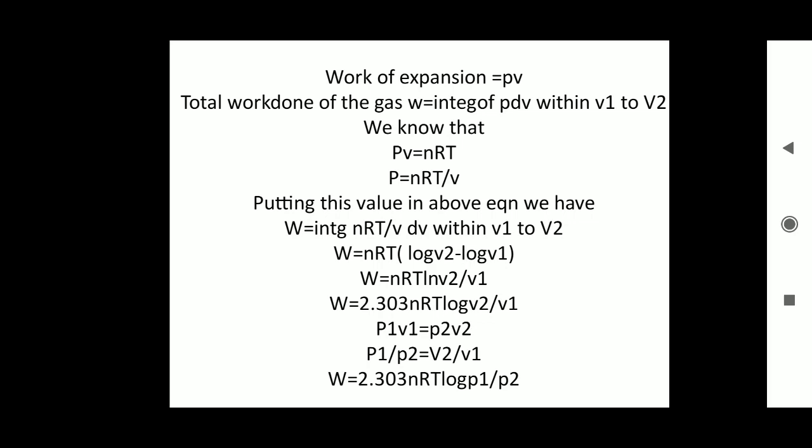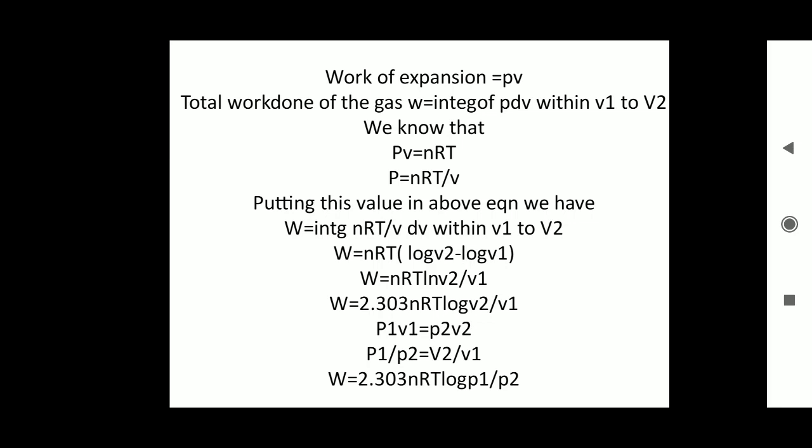with limits V2 to V1. Therefore W is equal to nRT (log V2 minus log V1). Since log A minus log B is equal to log A by B, W is equal to nRT log V2 by V1. Natural log ln must be equal to 2.303 log. Then putting these values, W is equal to 2.303 nRT log V2 by V1.